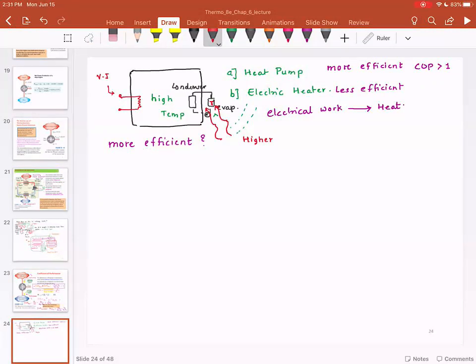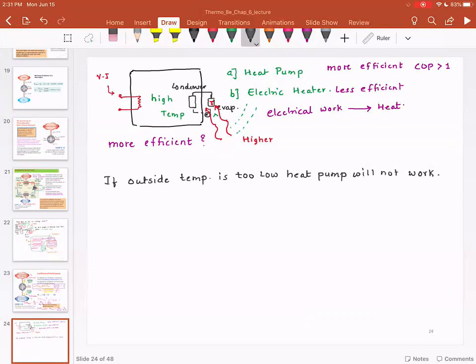So let me state this down. If outside temperature is too low, heat pump will not work.